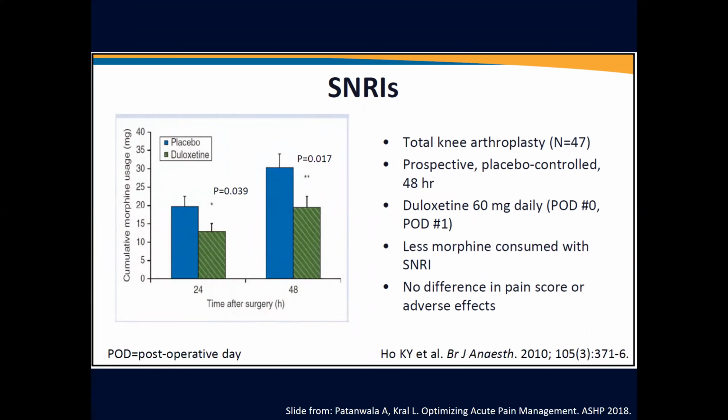Moving into SNRIs, there was a study by Ho and colleagues that was published in the British Journal of Anesthesia. It was prospective. They looked at 47 patients that were undergoing total knee arthroplasty. And for 48 hours, they looked at comparative efficacy versus placebo, which in the placebo group was actually a morphine group. And in the treatment group, it was duloxetine plus morphine. So those patients received duloxetine 60 milligrams a day, postoperative day 0 and day 1. And they identified that less morphine was consumed in the combination group, so that group that had duloxetine on board. And there was no difference in pain score or adverse effects.